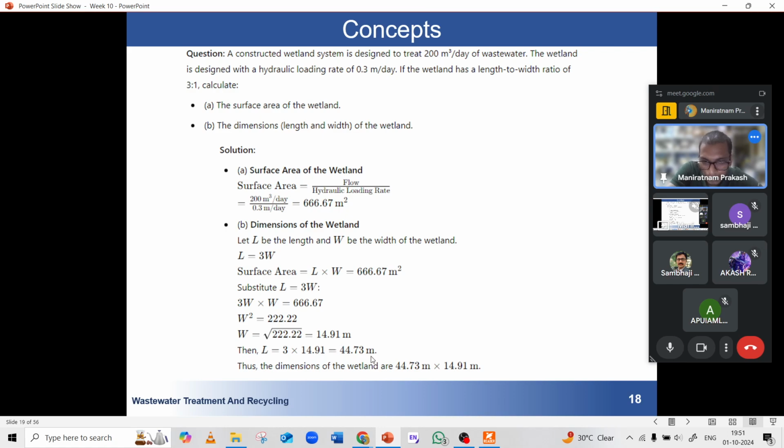Then W square will be this, and then L will be this. So if the length of the wetland is 14 meter, then the width will be around this. They are not discussing the height, okay.